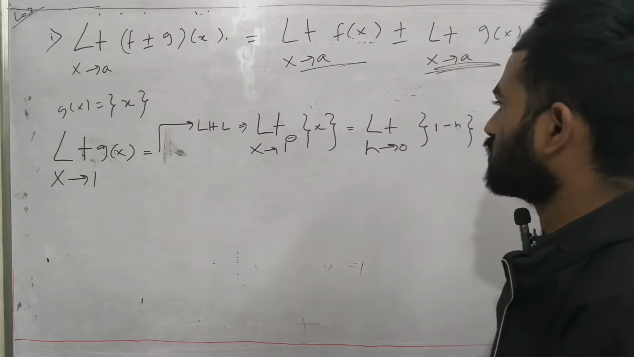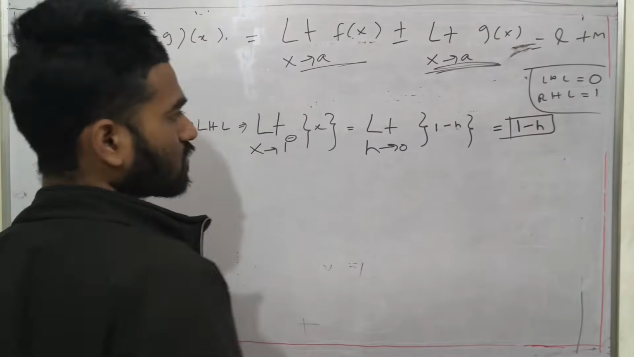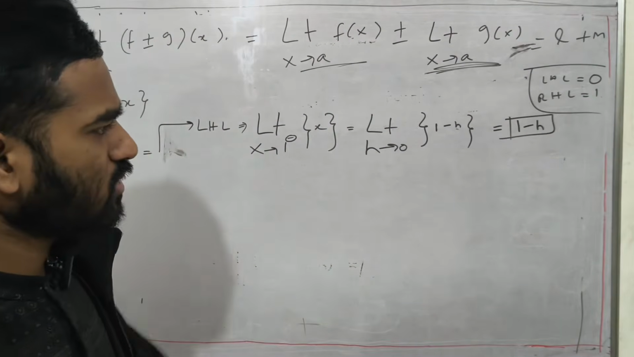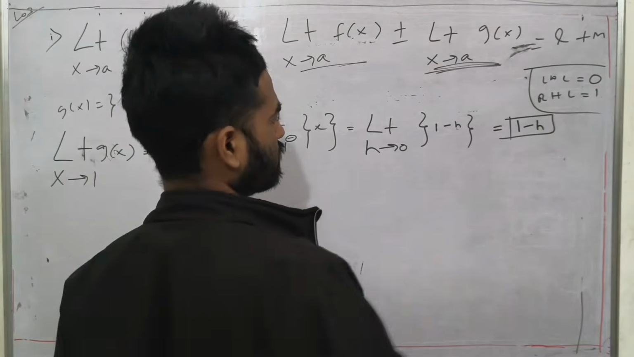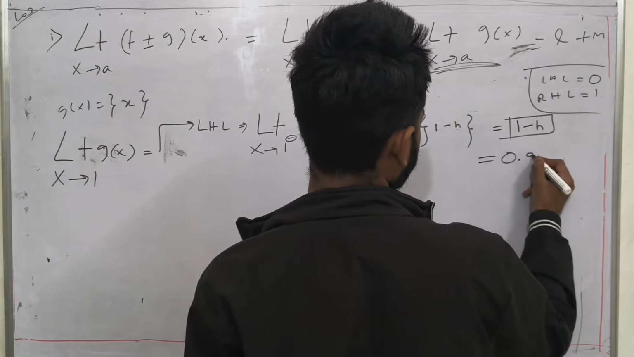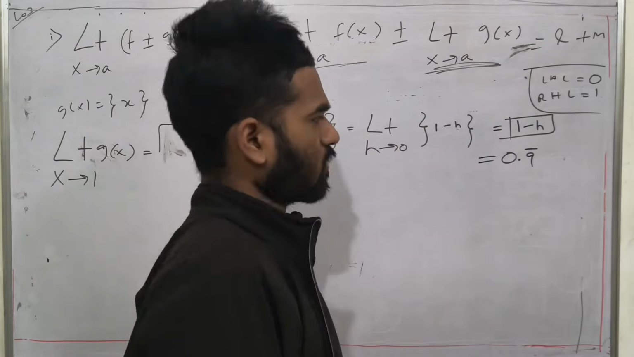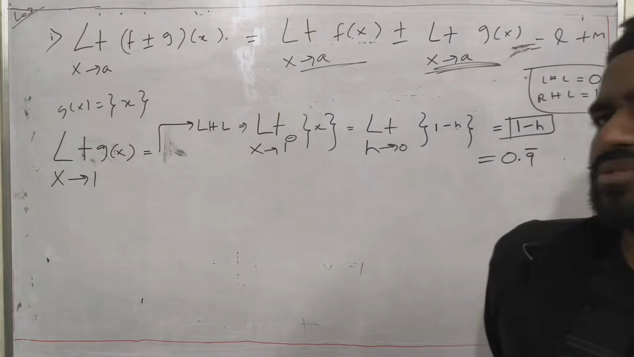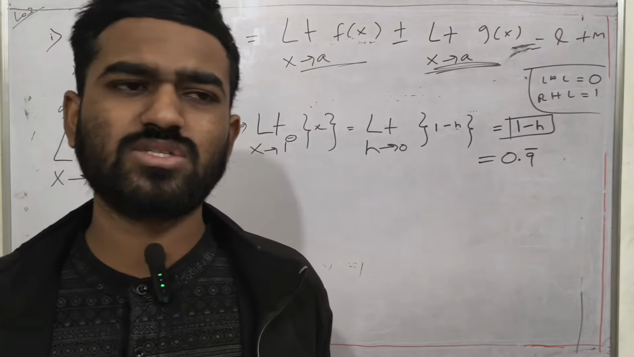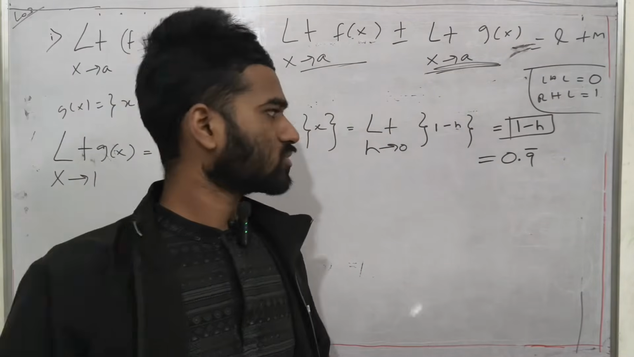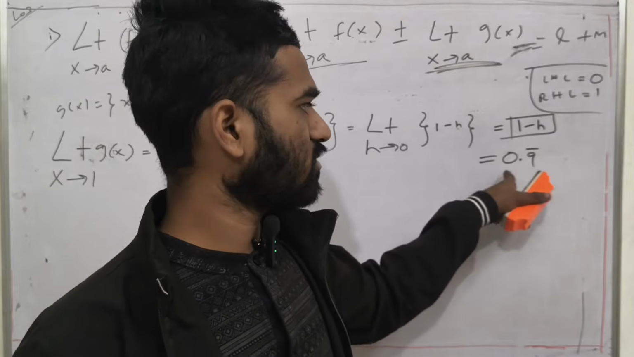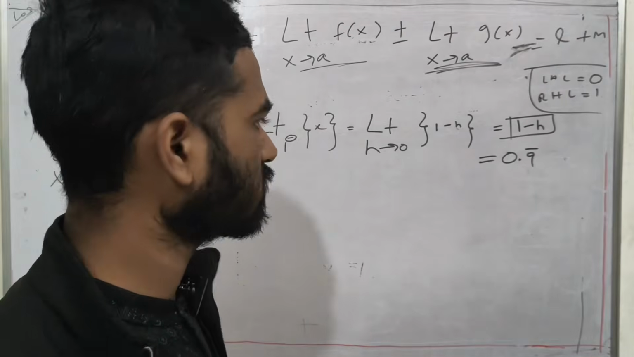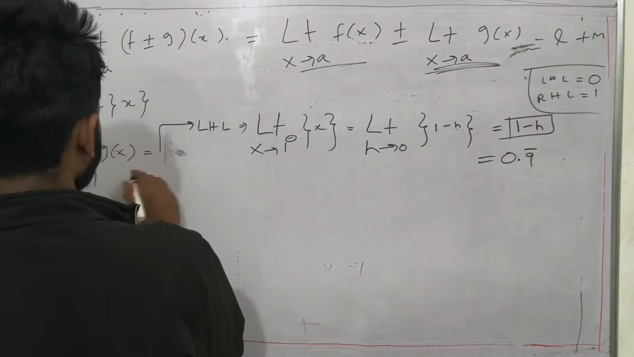If h tends to 0, the maximum value of this, if I observe, can be 0.9 bar. Because the smallest value of h, if it is just greater than 0, we can take as 0.000001. Then the maximum value of 1 minus h can be 0.99999 and so on.